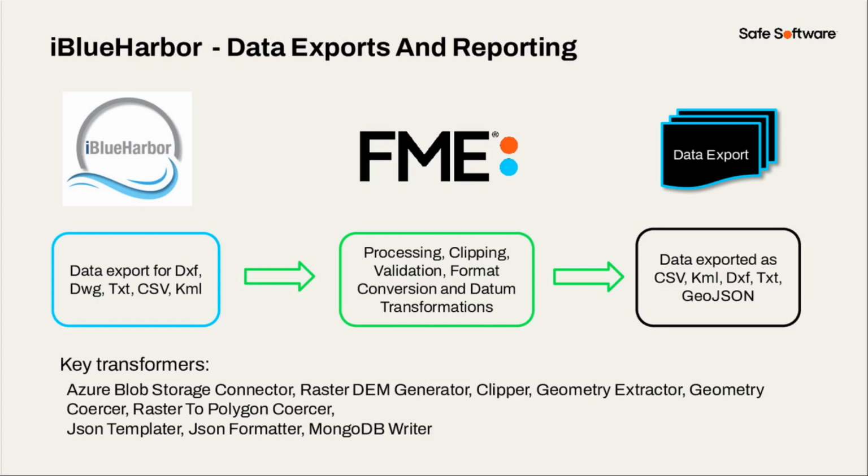Some of the key transformers that we use in data exporting and reporting, of course, are the Azure Blob Storage Connector and the raster DEM generator. That's an important one. The clippers, very important. And as Chad had mentioned earlier, the raster to polygon coercer. And then, of course, all the JSON functionality, the templater, the formatter, and then we write that out to Mongo.